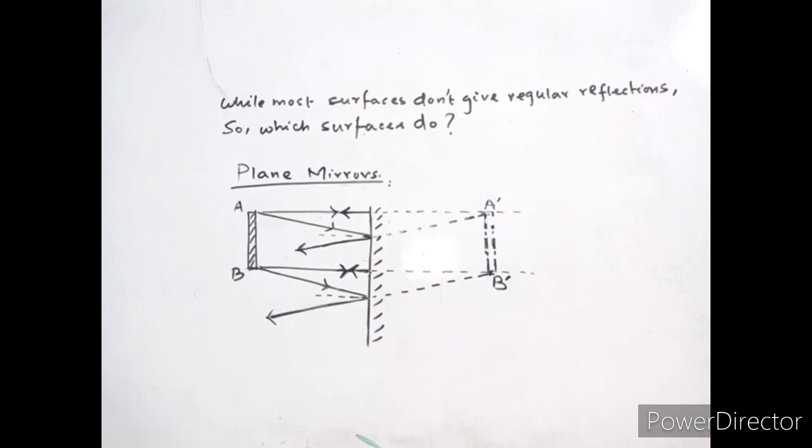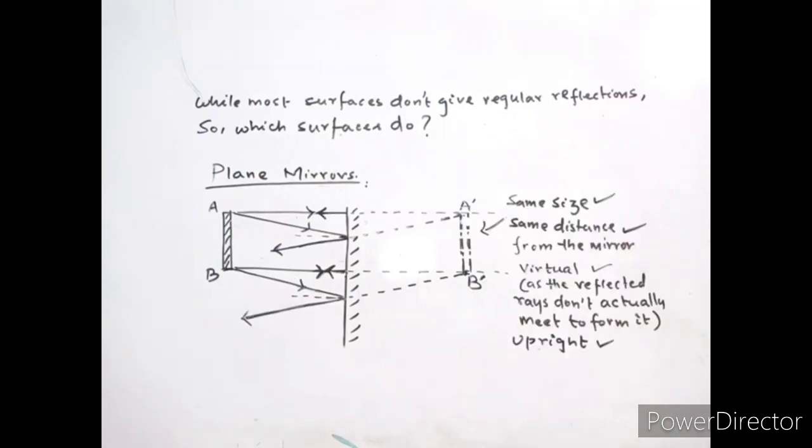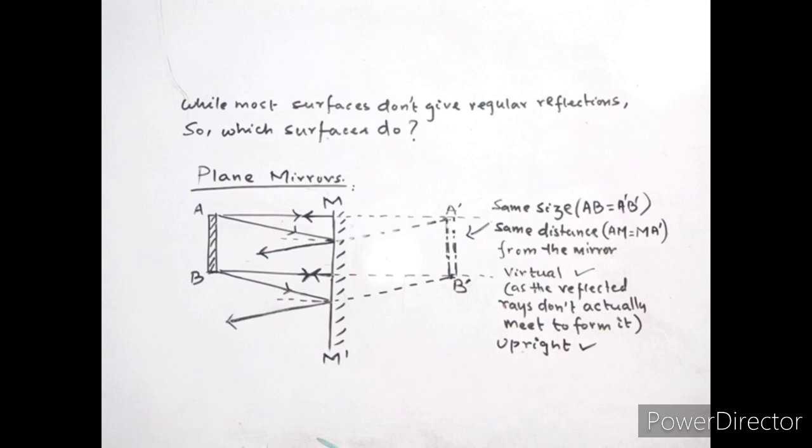So if I produce them backward, the dotted lines represent the rays that have been produced backward, so they are not actual rays. These rays produced backward produce the image A prime B prime, that is the image of the object. As you can see, A prime B prime is of the same size, is at the same distance from the mirror, and it is a virtual image because the reflected light rays don't actually meet to form it, and it is upright obviously. So the same size means AB is equal to A prime B prime. Same distance means I have AM equal to MA prime.